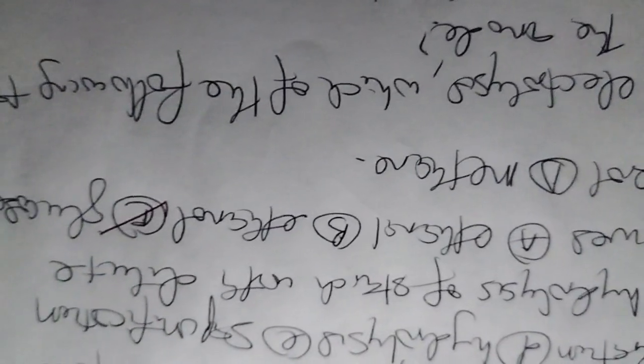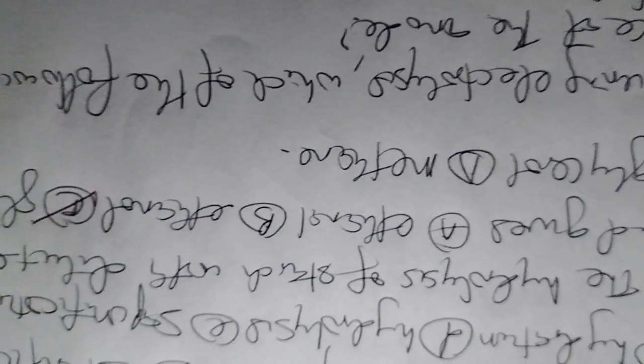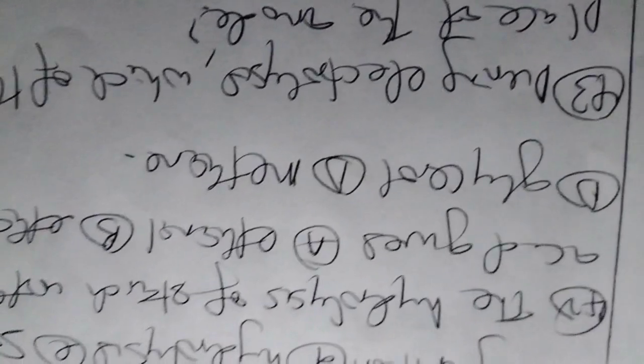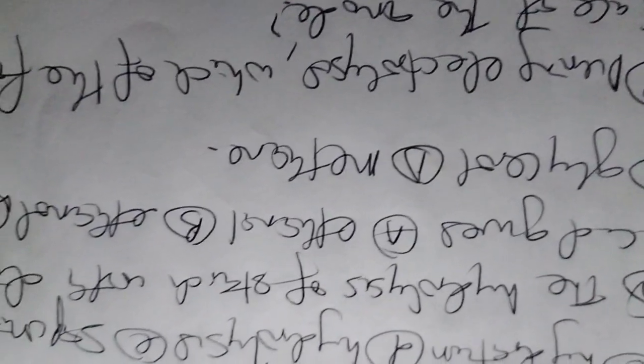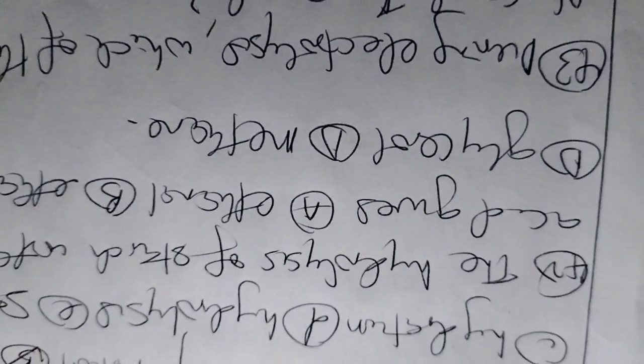Number 42, the hydrolysis of starch with dilute acid gives A, ethanol, B, ethanoic acid, C, glucose, D, glycerol, and E, methane. Number 42, the answer is glucose. When starch is hydrolyzed, glucose is produced. 42 is C.